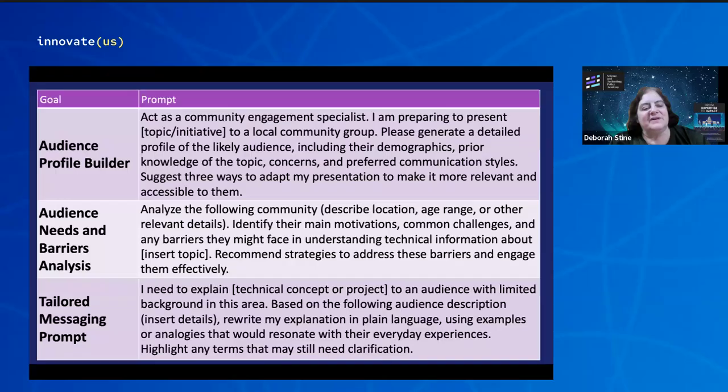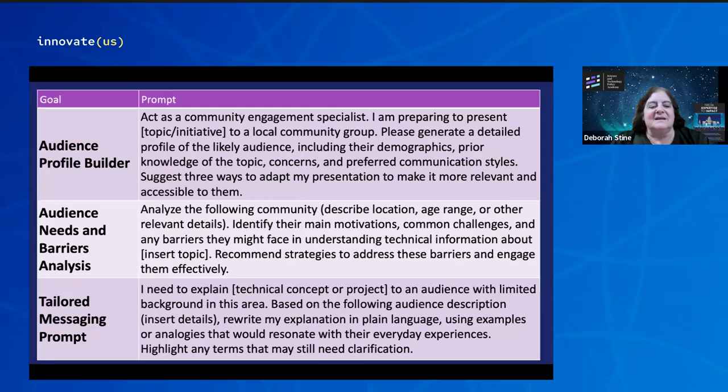And so you might have several goals here. The first one is to build a profile of your audience. And this is important because oftentimes in these community engagements, you're speaking to very different audiences. Sometimes you might be speaking to somebody at a local church or community group. Sometimes you're speaking to maybe an advisory board. So each audience is going to require different levels of knowledge and depth. So this is one of the prompts you can use.